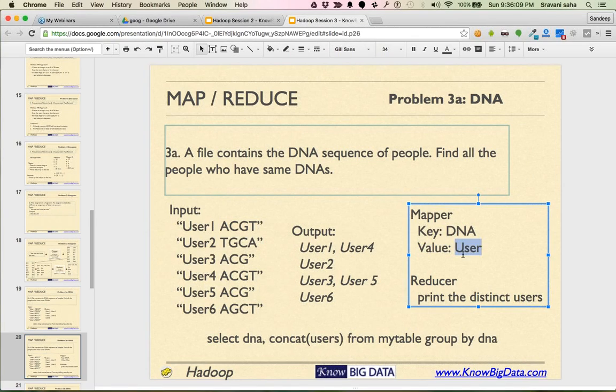Now, when key is DNA and the value is user, our map function will be called on each line again and again for all the records. Our mapper function will give out key, my key is this, value is this. Hadoop will take that data, order it by the key and group it, bringing all the users together, and give your reduce function a key with an array of users. Your reduce function will just print distinct users. That's it. That's how this map reduce works.